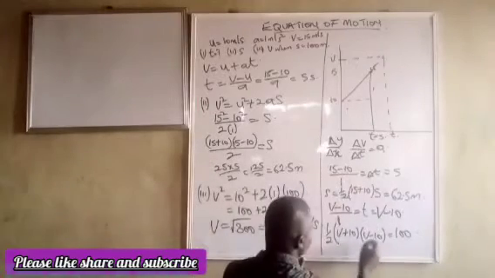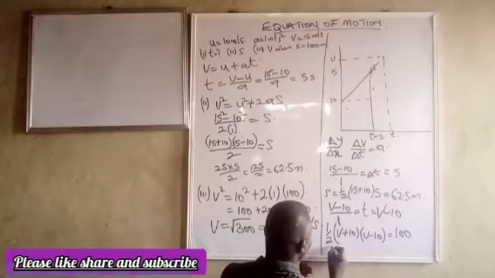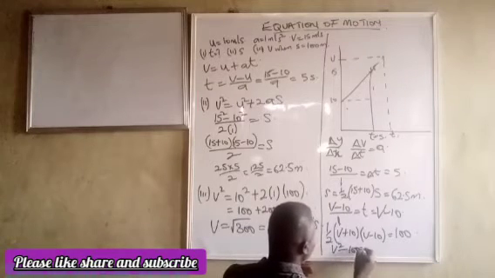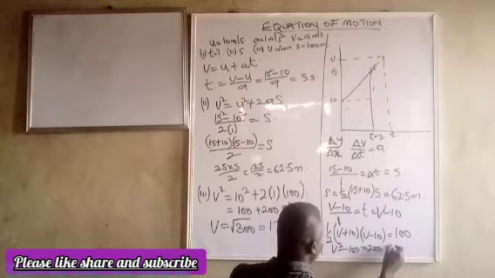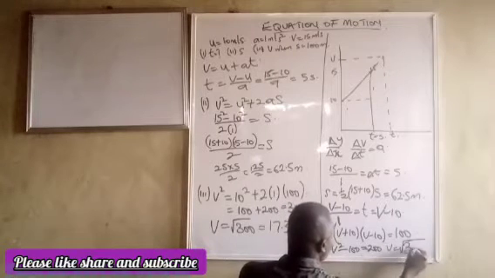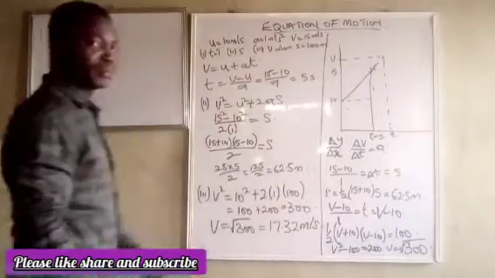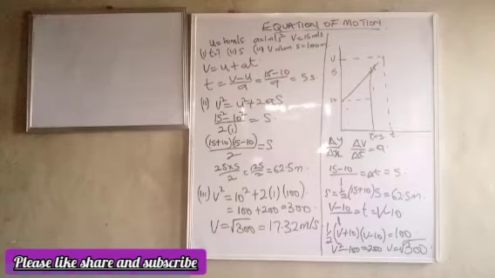So what does that give? It means that V squared minus 100 is equal to 200. So V is equal to root of 300. Just as we got here, our V is 17.32 meters per second. So very easy and straightforward.